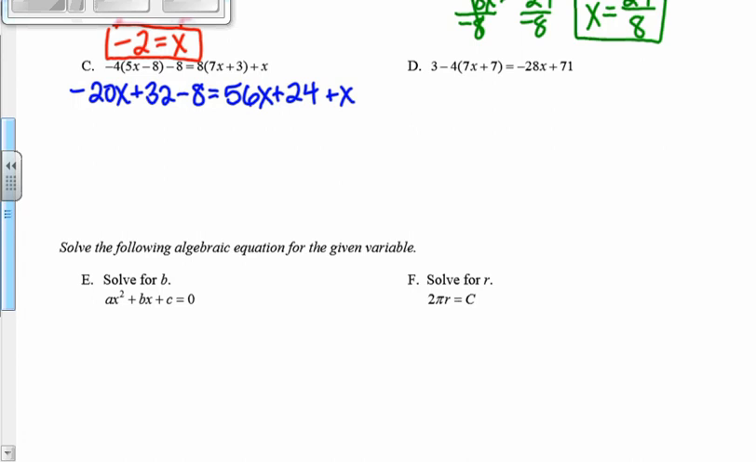And I'm going to clean up each of these sides before I continue any further in the problem. So I have negative 20x and 32 minus 8, that would give me 24. And then over here, 56x plus one more x would be 57x. All right, so now I'm going to get everything with an x on one side, so I'm going to add this 20x over.